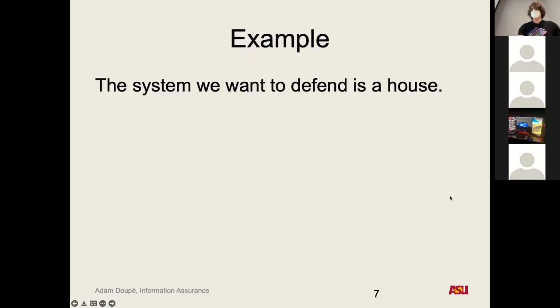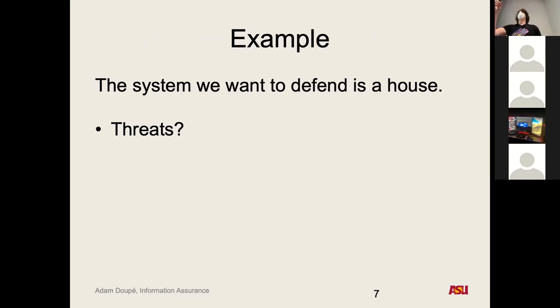Okay, so let's think, and as a group, come up with an example. We're going to go through threat modeling and think about threats to our system. In this case, the system we want to defend is a house. So what threats do we want to consider against this house?